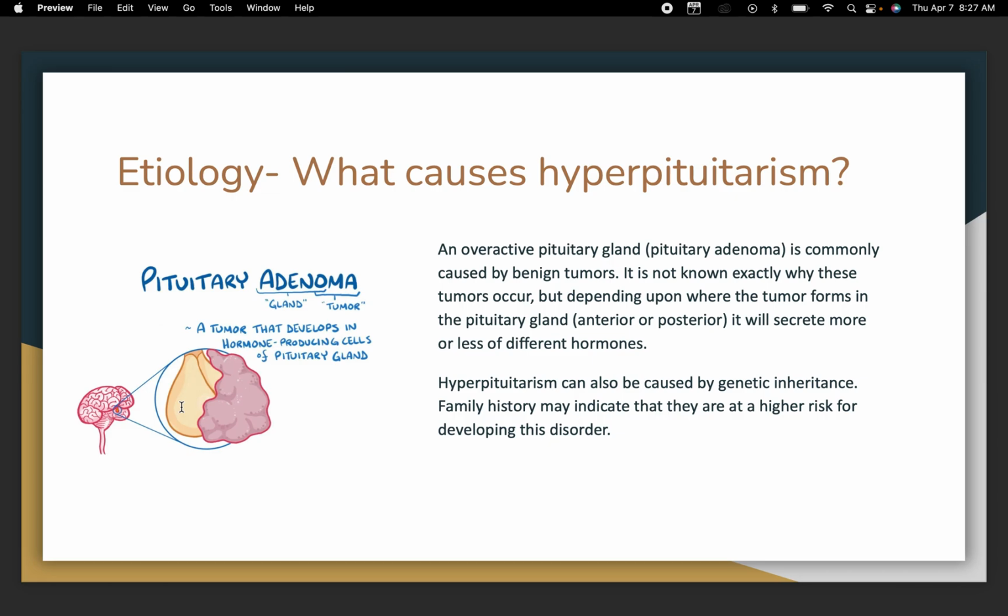Hyperpituitarism can also be caused by genetic inheritance. Family history may indicate that they are at a higher risk for developing this disorder. So if a family member has had hyperpituitarism in the past, an individual is more at risk for developing this disease process.